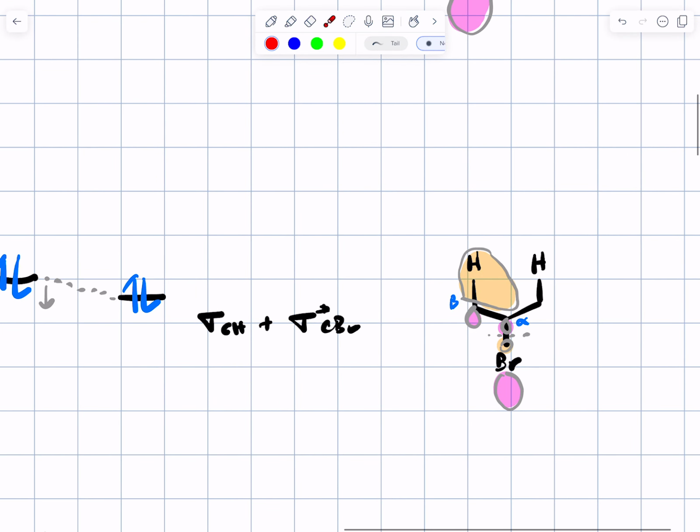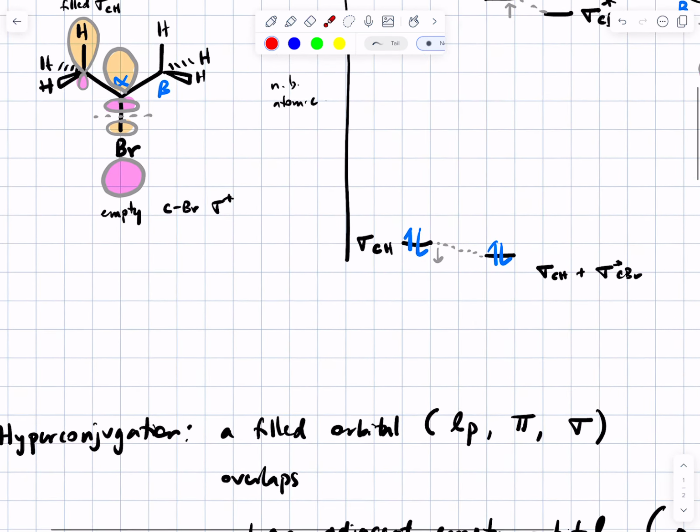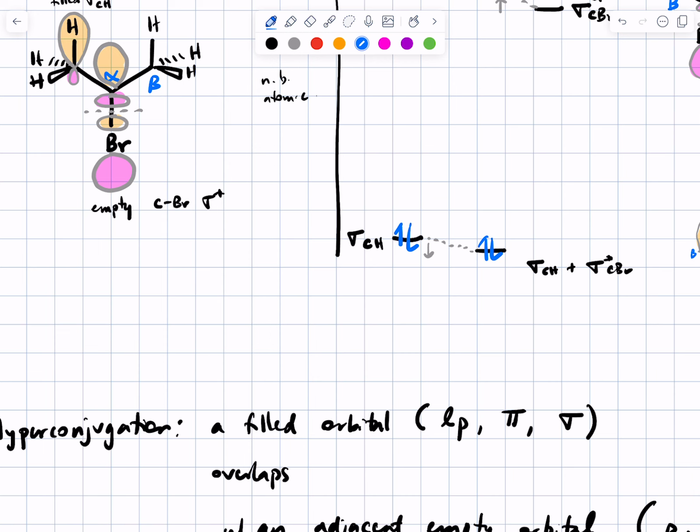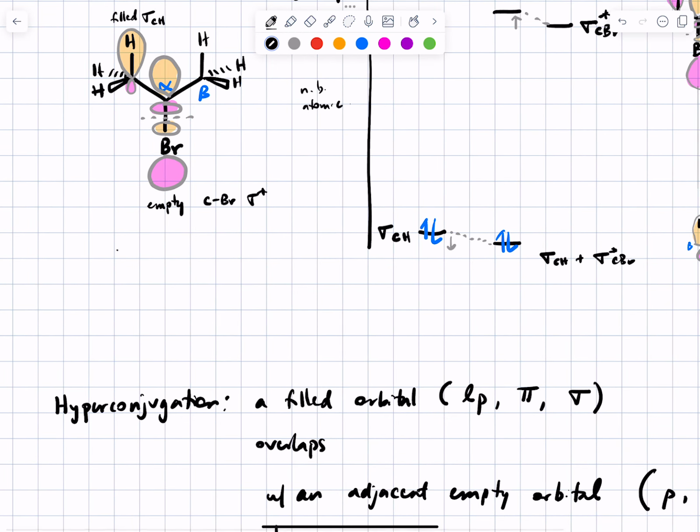Just a little, yeah, just a little bit. In a way, what I'm trying to show you with orbitals is what you could show with a form of resonance structure. What if I drew a resonance structure this way?